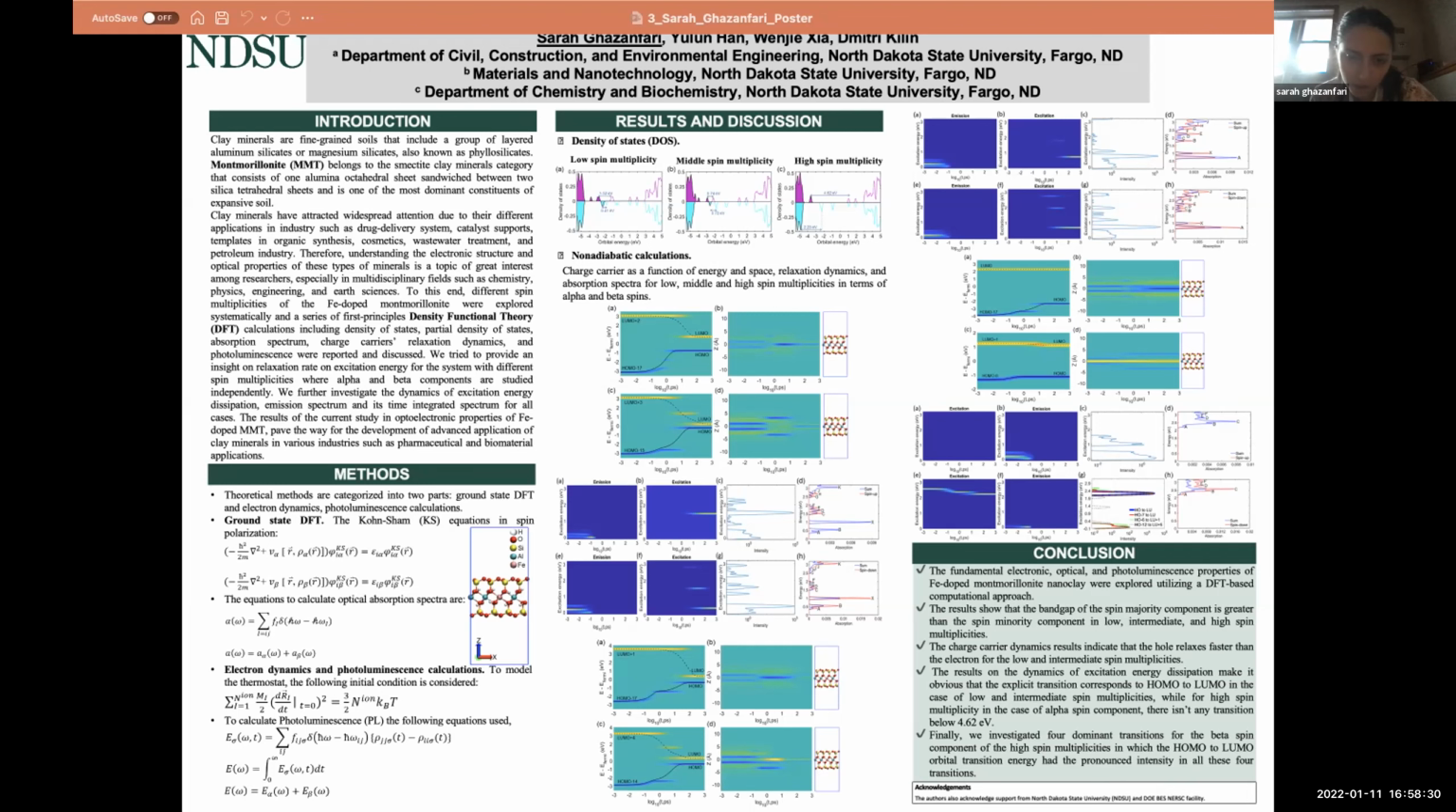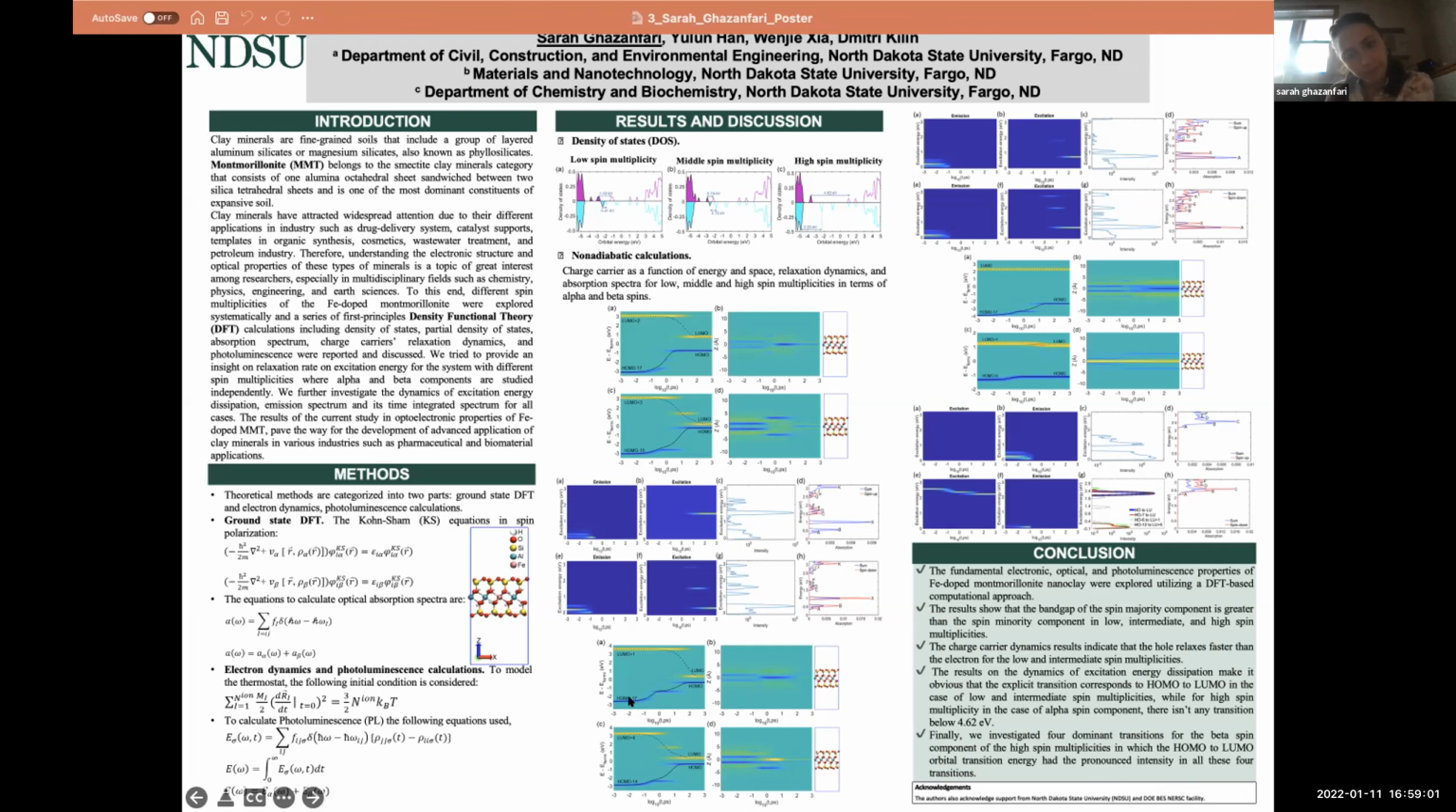Actually, I need to refresh the results one more time, because I may have forgotten some part of it. But you can see that the peaks with the highest intensity correspond to the HOMO to LUMO transition, for most of the cases.